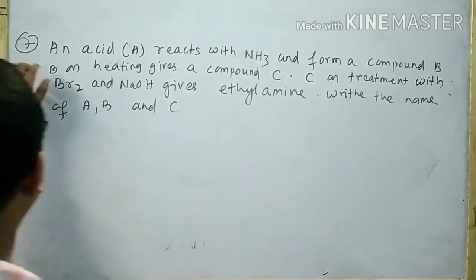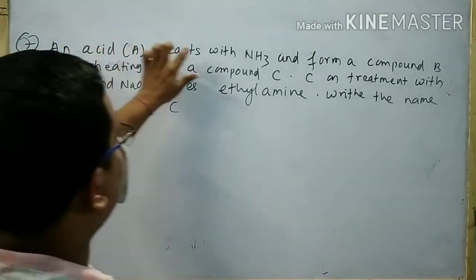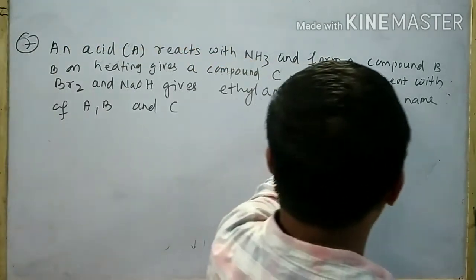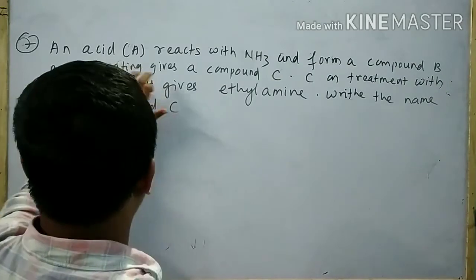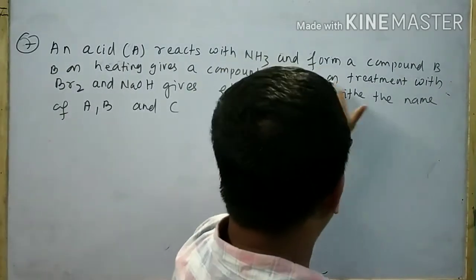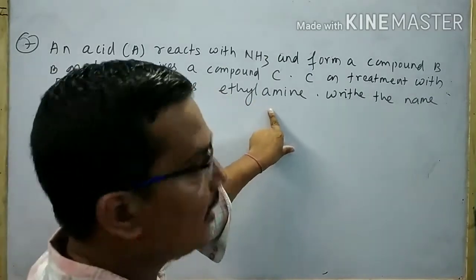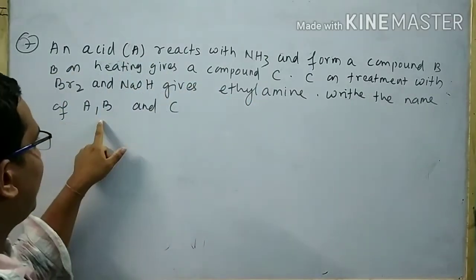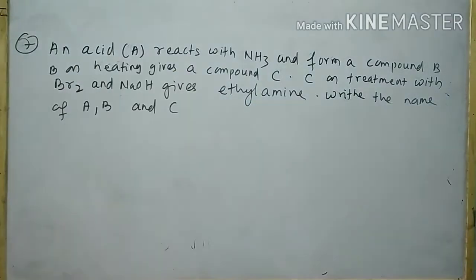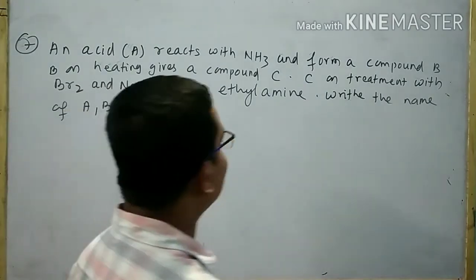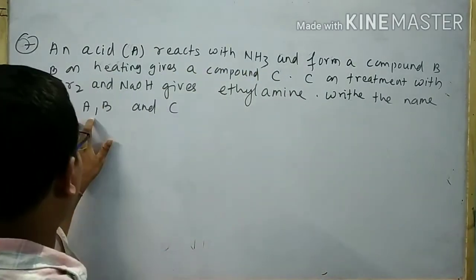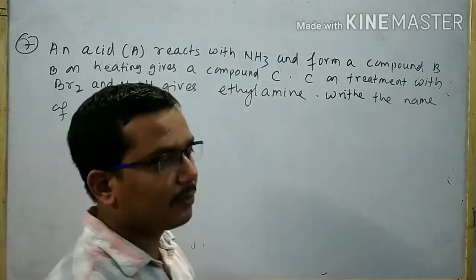Now I will do question number 7. An acid A reacts with NH3 and forms a compound B, which on heating gives a compound C. C on treatment with Br2 and NaOH gives ethylamine. Write the names of A, B and C. It is necessary to write the names of the products A, B and C, otherwise marks will be reduced.